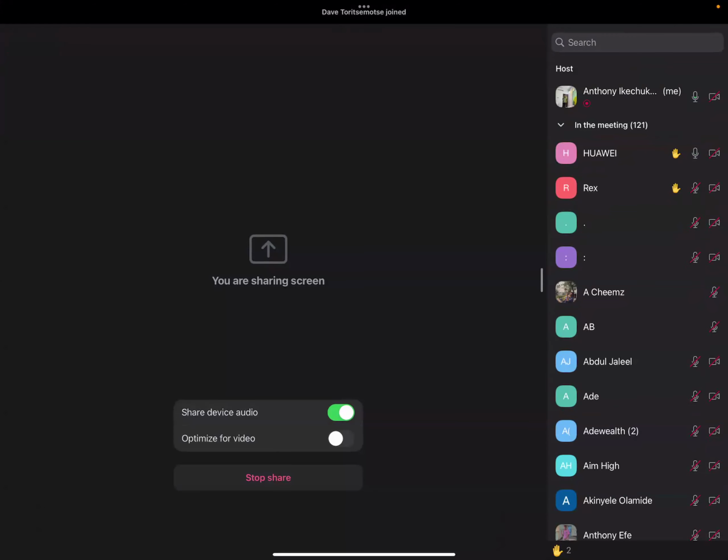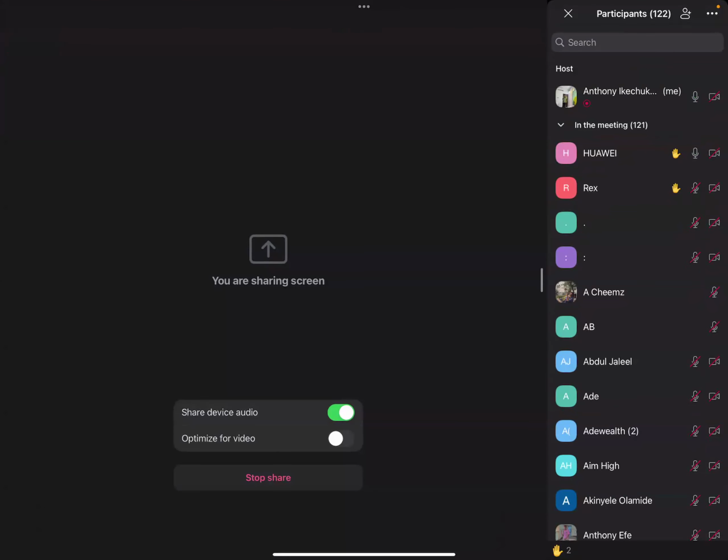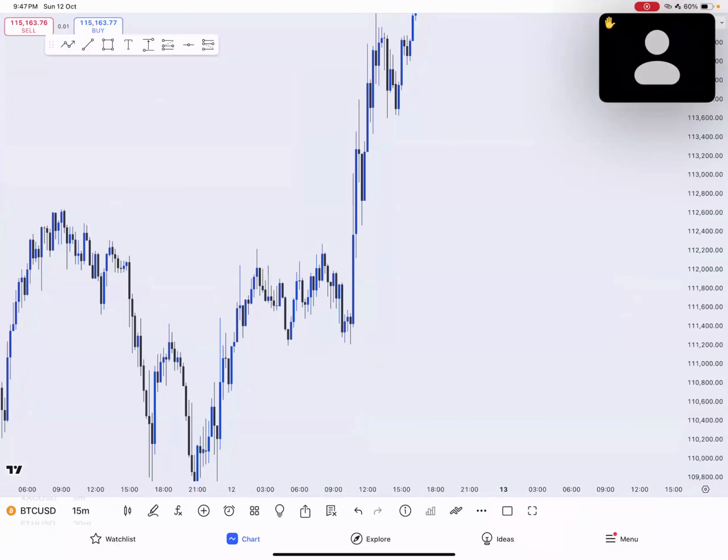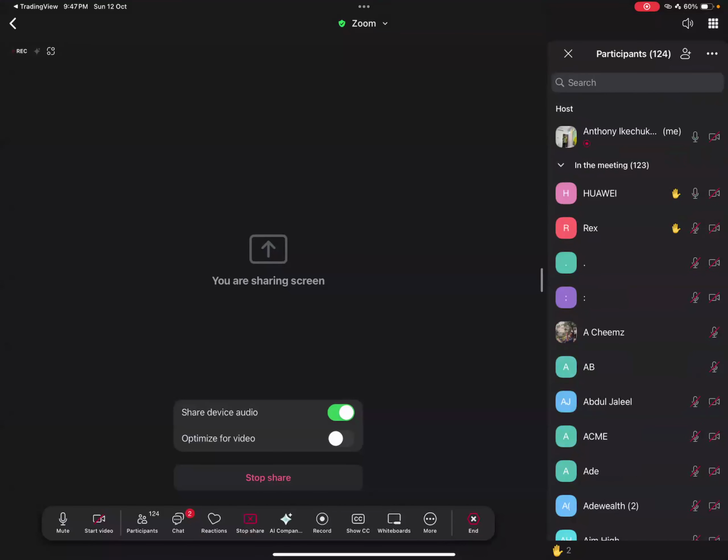That is now your inducement. That's an inducement. So if you touched this, then the inducement mitigated the breaker block. So even if you want to analyze, you now have to look for the POI below them. Something I just taught him. That's my question.